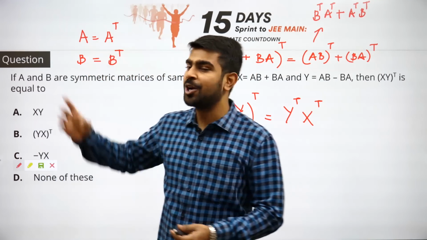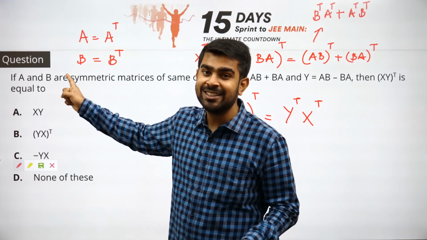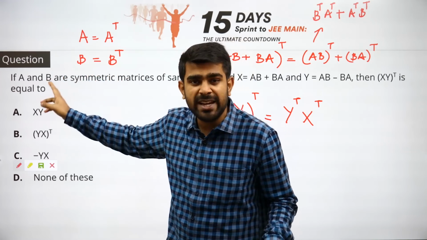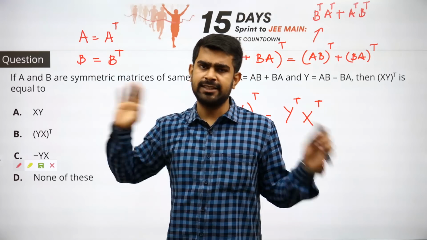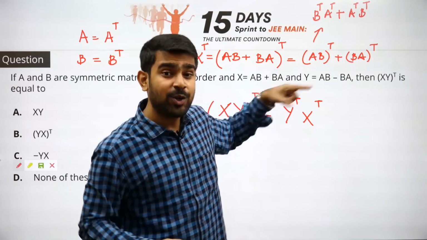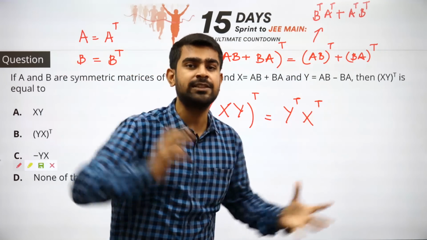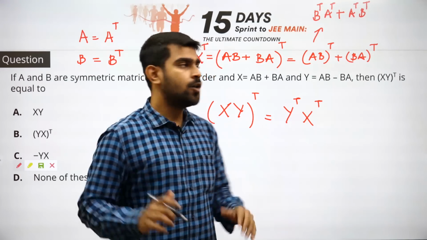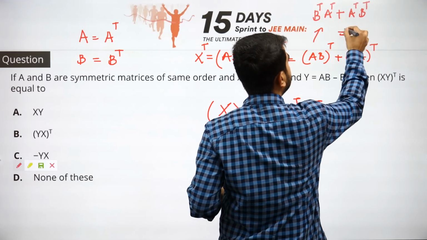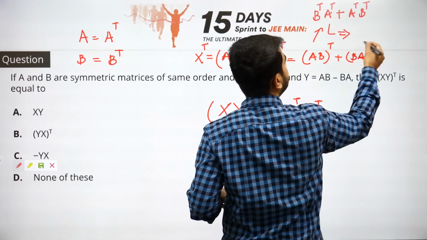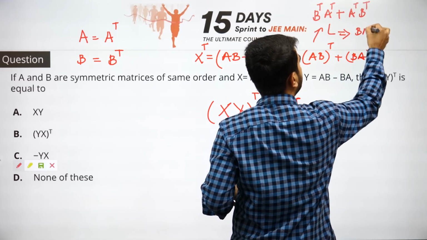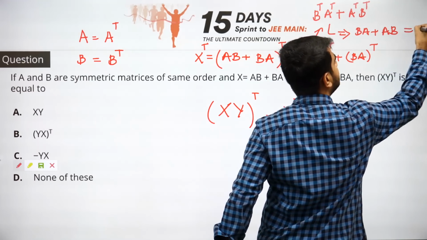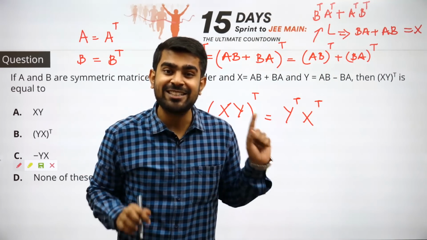And guys, what do we know about B transpose and A transpose? They are nothing but B and A respectively. B transpose will be equal to B. A transpose will be equal to A. That's it. So let me write that also over there. I want to simplify it as much as possible so that I arrive at my answer with much ease. So this will reduce to BA plus AB. And isn't it the same as X?